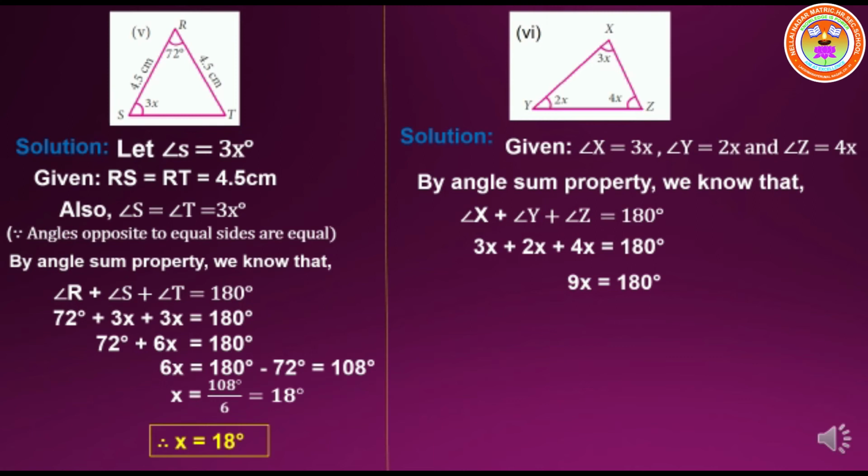Now, in order to find the value of x, let me transpose 9 to the other side. So, it can be written as x is equal to 180 degrees divided by 9. On dividing, I find the value of x as 20 degrees. Therefore, x is equal to 20 degrees.